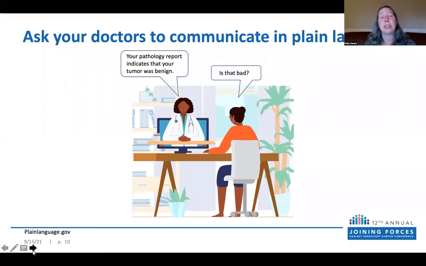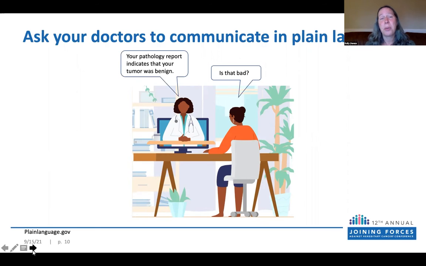So one simple tool is to ask your doctors to communicate in plain language. This is something in terms of that organizational health literacy that is being actively worked on in the healthcare field to have doctors speak more simply, to define jargon, to break things down.